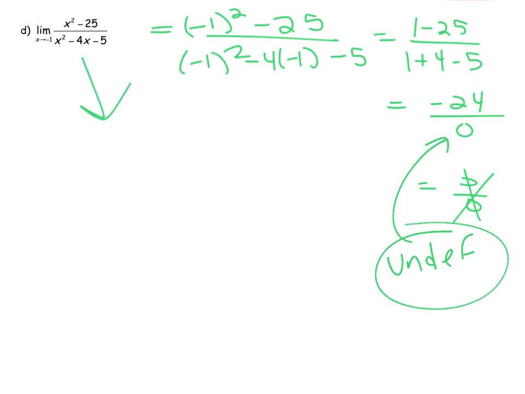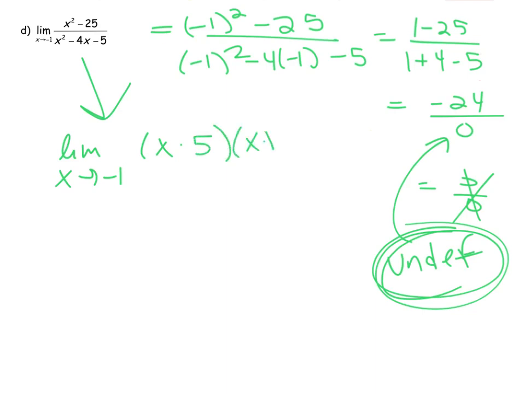Now, we have to make our steps further. We're not just done here at it being undefined. So if I were to factor this, let's check out what happens. I have (x - 5)(x + 5) all over (x - 5)(x + 1).